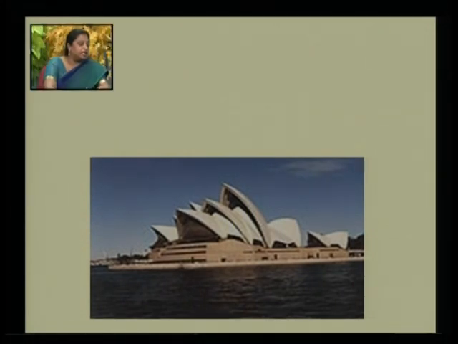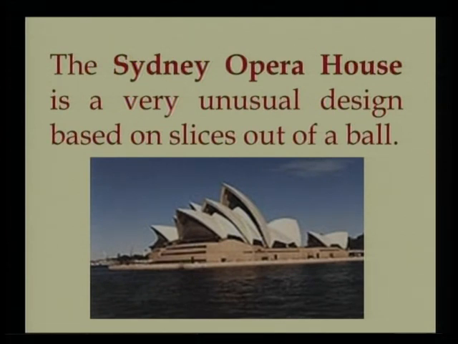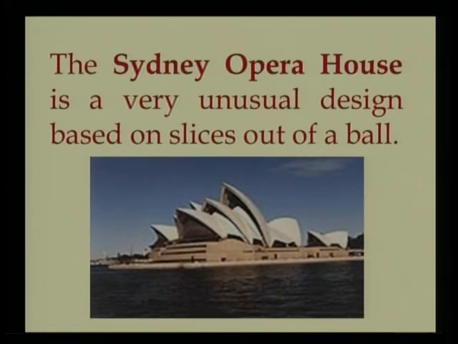This is the Sydney Opera House in Australia. The Sydney Opera House has a very unusual design. If you have a look at the structure of the Opera House, you would find that the design is based on slices that have been cut out of a rounded ball. Now, it is very difficult to construct such an unusual design.